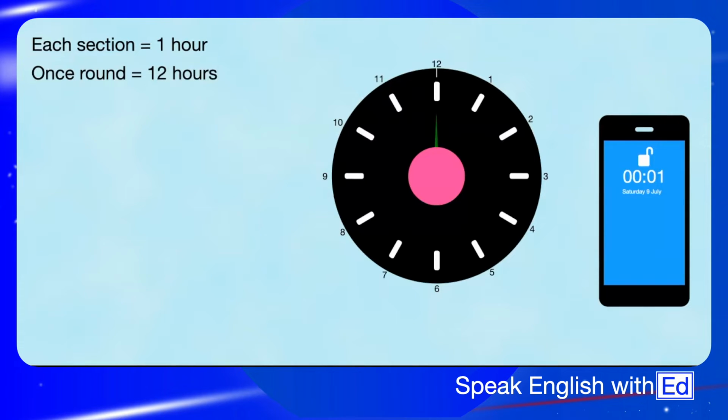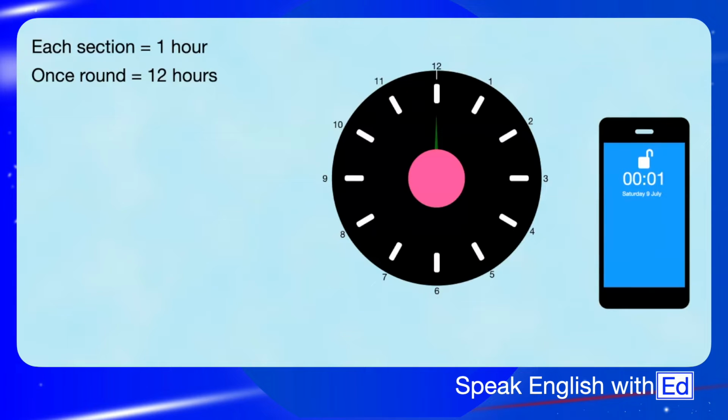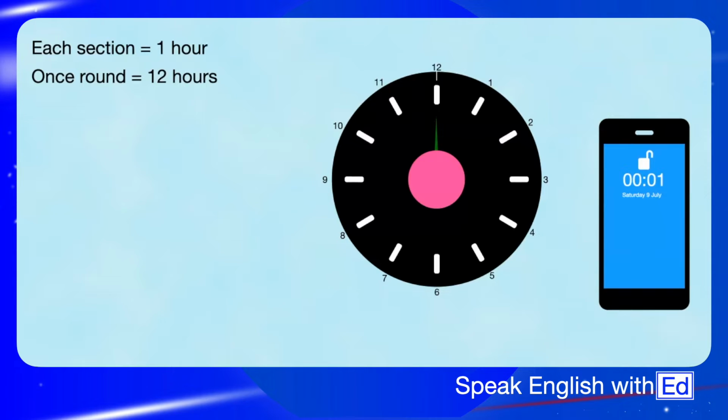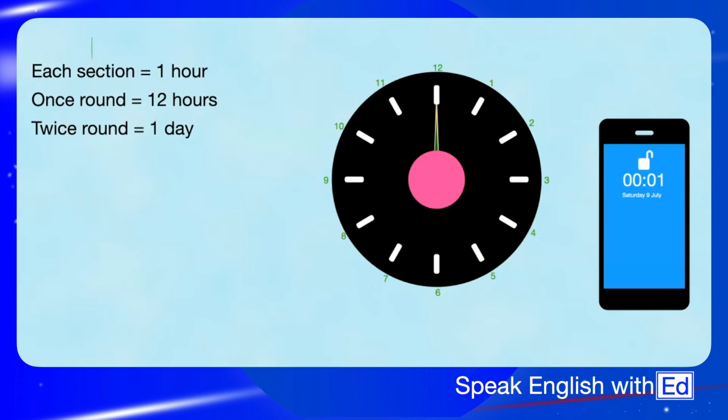So one complete circle is 12 hours, but there's 24 hours in a day. So what happens then? Well, this clock the first time round represents 12 hours from midnight round to midday. From midnight, when the day starts, round to the middle of the day, which is midday, which is usually lunchtime. And the second time it goes round, it will be representing the afternoon, PM. So this is all the way from midday round to midnight, but it needs twice round to represent a day.